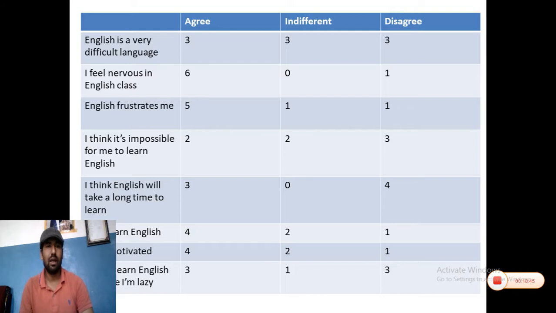And look at there. Next one is Likert like scale. The statement and agree, disagree, or indifferent. That time questionnaire you can prepare and you can administer to the students. They can give you response. The response can be collected like this way. And then you can see there the red one. So I feel nervous in English class, 6 people. That is the highest number. They agreed. And English frustrate me, 5. And then I can learn English, 4. I feel motivated, 4.